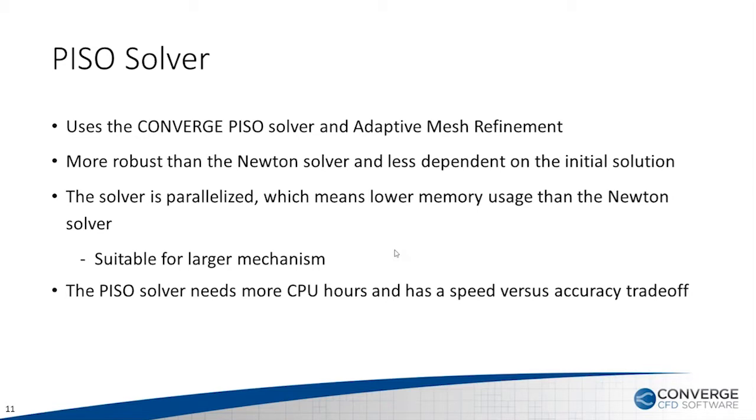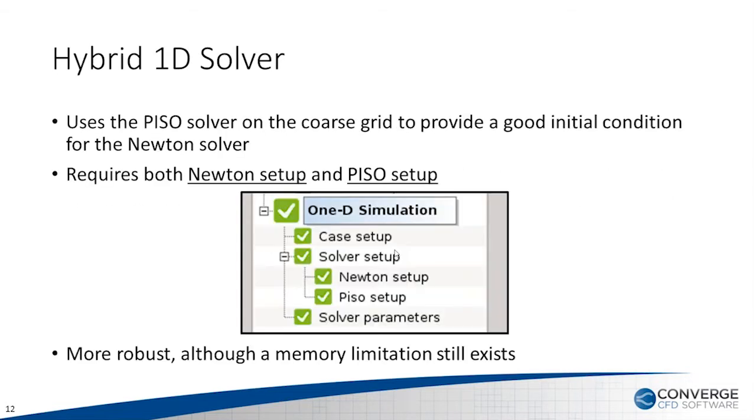But there is also a downside, of course, because it's solving transiently. There is a speed and accuracy trade-off for the PISO solver. If you use a very fine mesh and really tight tolerance, you do get a really accurate flame speed. However, it does take time and CPU hours to get that final result.